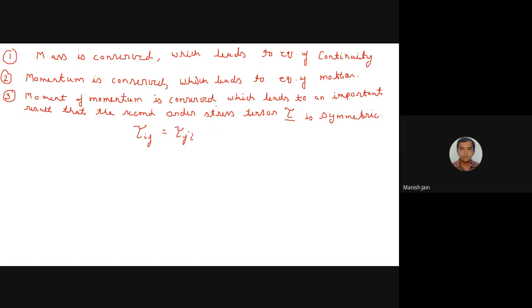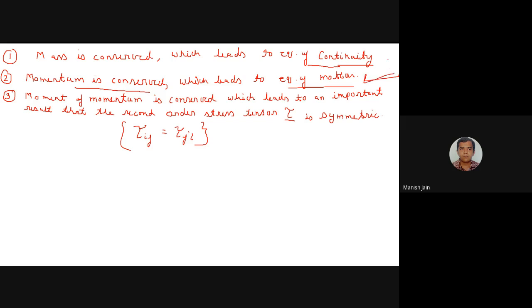Okay. So generally, shear stress is a symmetric tensor. That is the result of the third axiom. First axiom told you the mass is conserved, which leads to the equation of continuity. And second axiom told you that momentum is conserved, which leads to the equation of motion. So I have already derived the equation of continuity in the momentum transport class. And in this subject, fluid mechanics, we will derive the equation of motion.